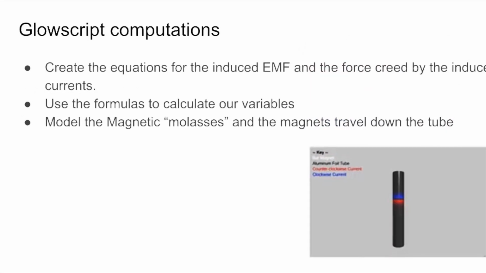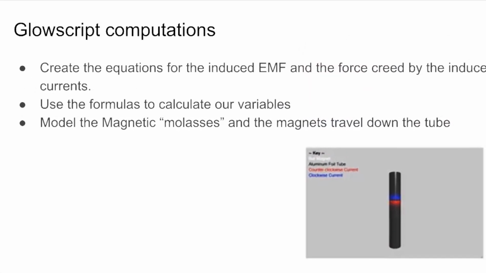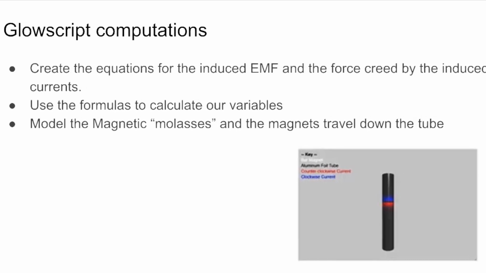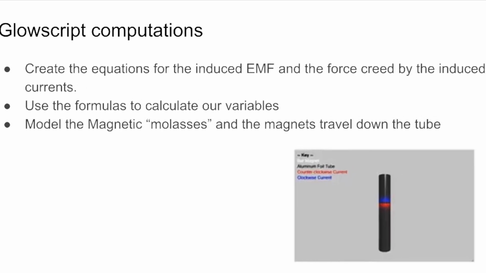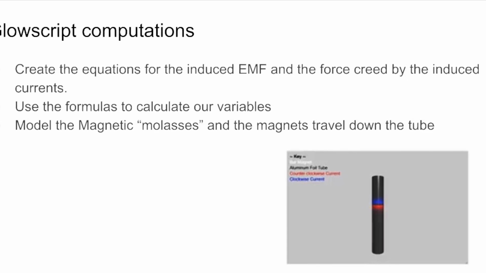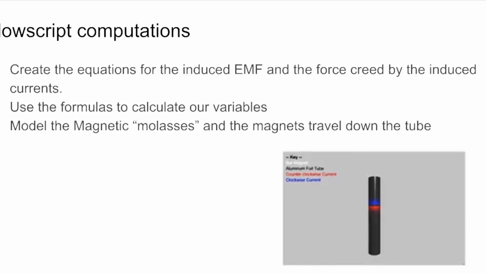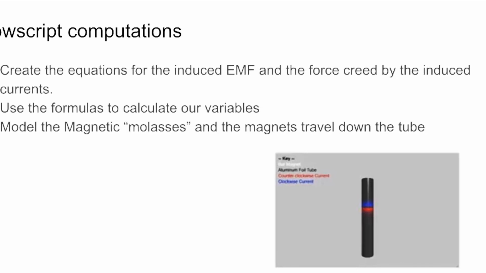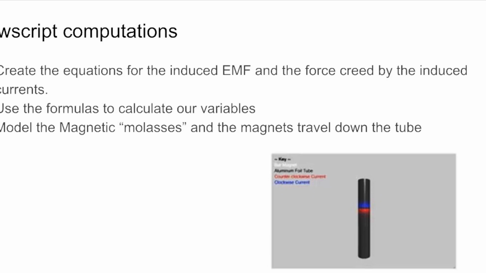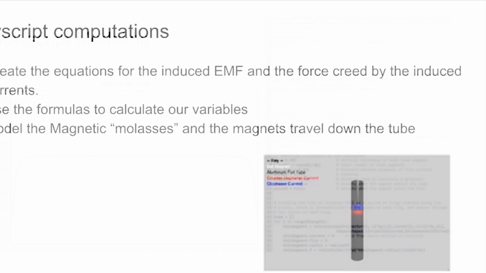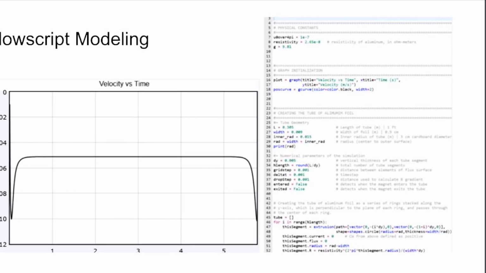For our GlowScript computations, we created the equations for the induced EMF and the induced force created by the induced currents. We used the formulas to calculate our variables, and then we modeled the magnetic molasses, the force that slowed down the magnet. We're calling it molasses in this lab, as the magnet travels down the tube. We model that in our code. Here is the GlowScript code we used.